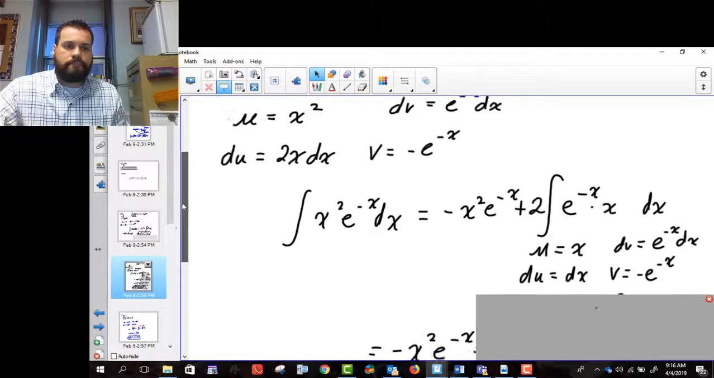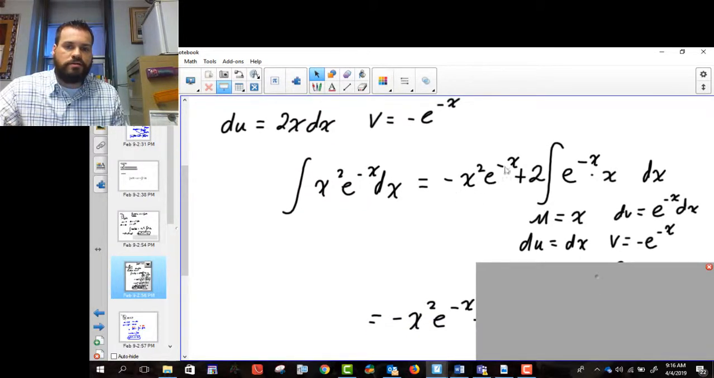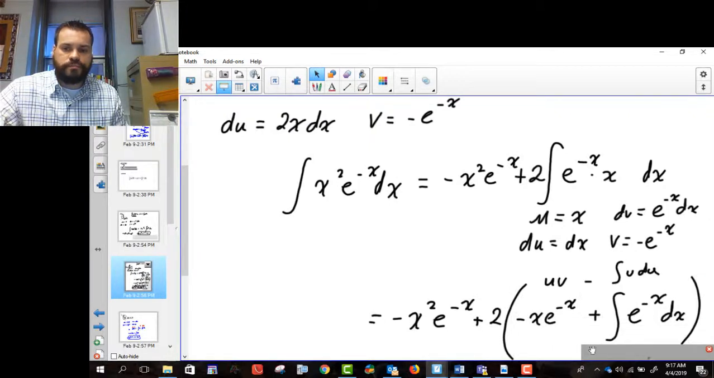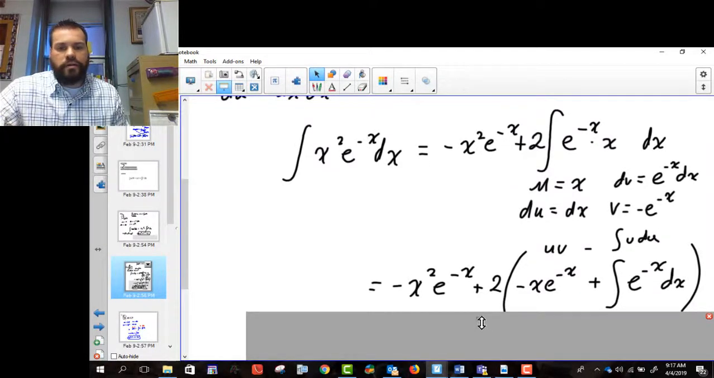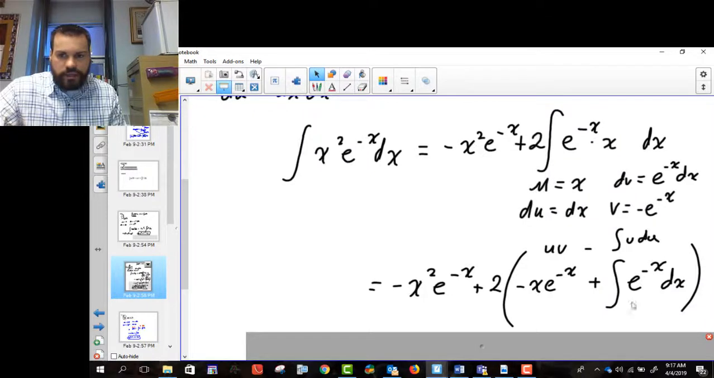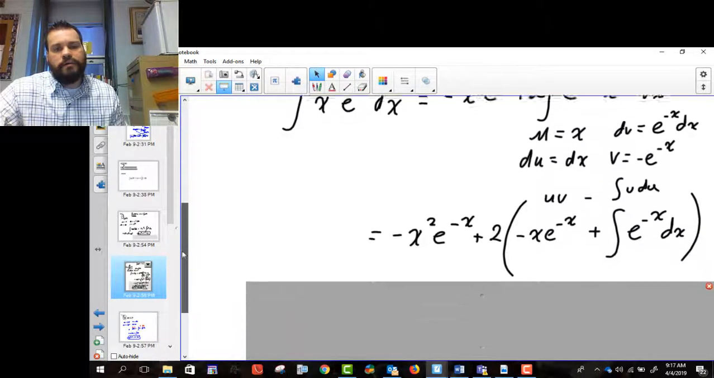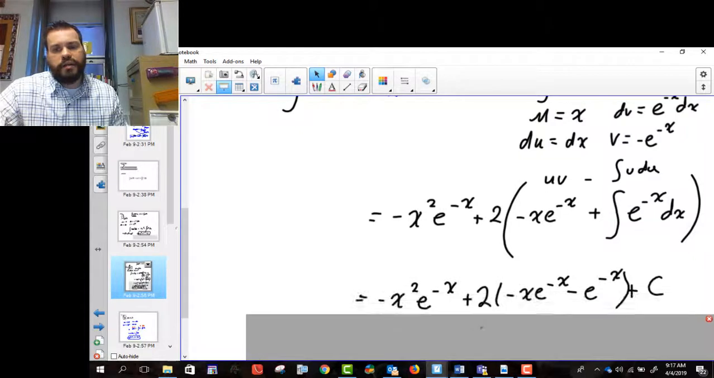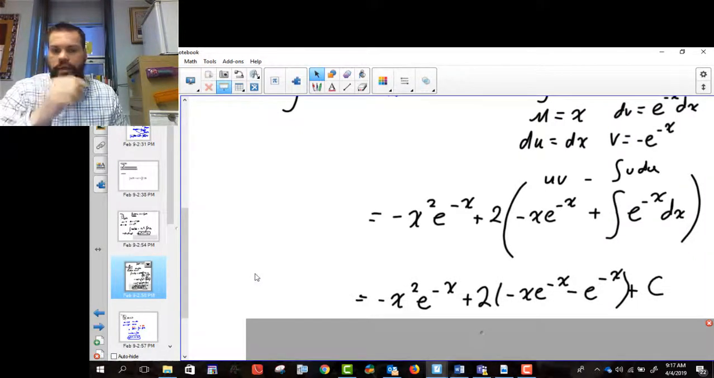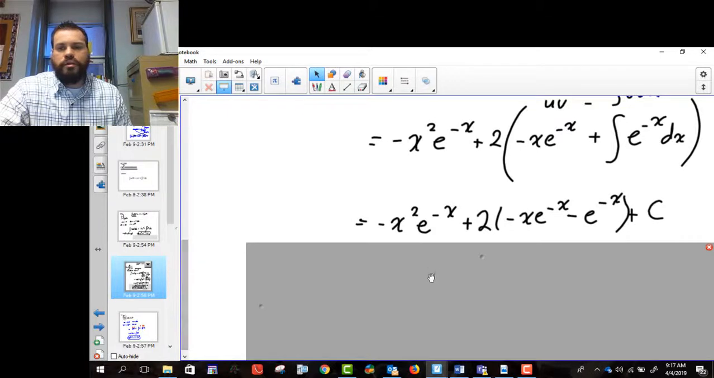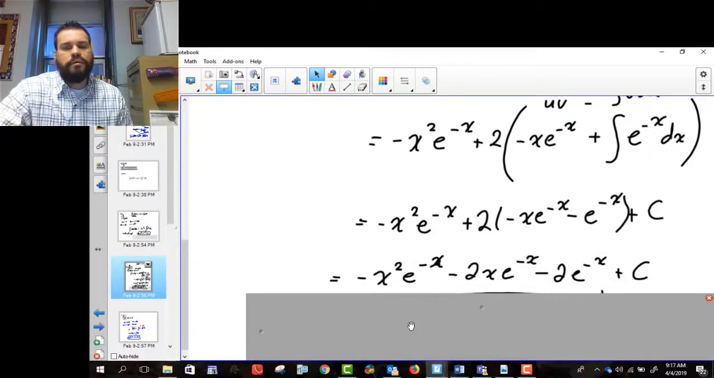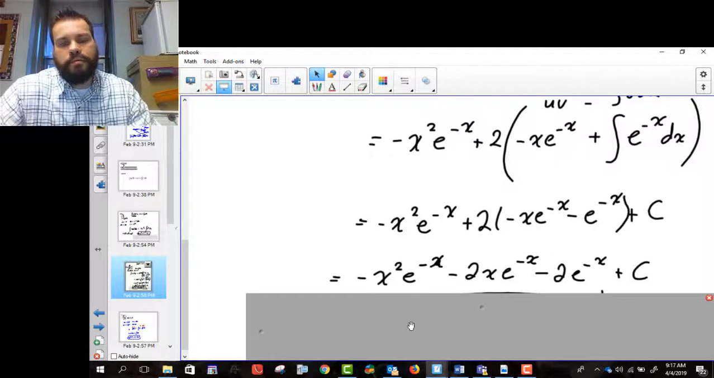So then this stays here, the minus x squared e to the minus x, but then I go u times v and integral of v du. And the whole thing is multiplied by 2 because the 2 is outside of the integral. And then I say, okay, now I can integrate this. I can integrate e to the minus x dx, and it gives me minus e to the minus x. So I end up with this. And then I'm just going to multiply the 2 in there to get this. So I get minus x squared e to the minus x minus 2x e to the minus x, and then minus 2 e to the minus x plus c.